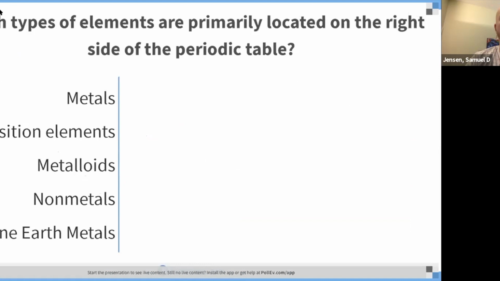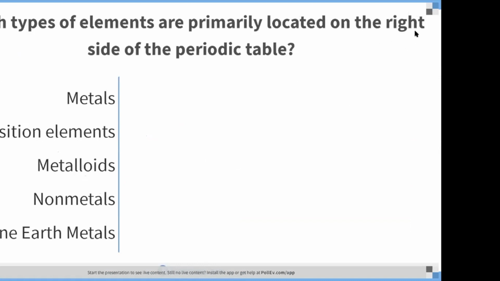All right, so before we move any further, let's take a look at our poll here. On the right side of the periodic table, what do we expect to see? We find metals, transition metals, metalloids, nonmetals, alkaline earth metals. What do we have on the right side of the periodic table?